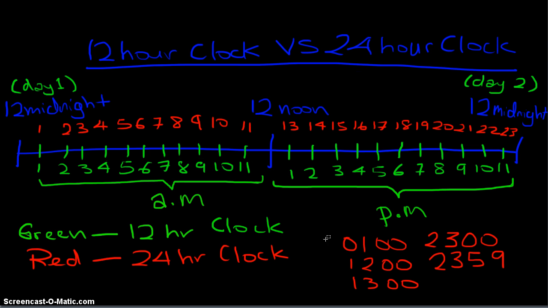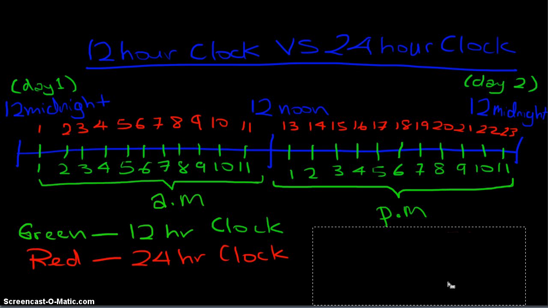For the green portion, as you can see here, it's the 12-hour clock, where you have AM and PM. So the time here is 1 AM, 2 AM, 3 AM, 4 AM, 5 AM, up to 11 AM, then it hits 12 noon. Notice how 12 midnight, 12 noon, and 12 midnight are the same for the 24-hour and 12-hour clock.